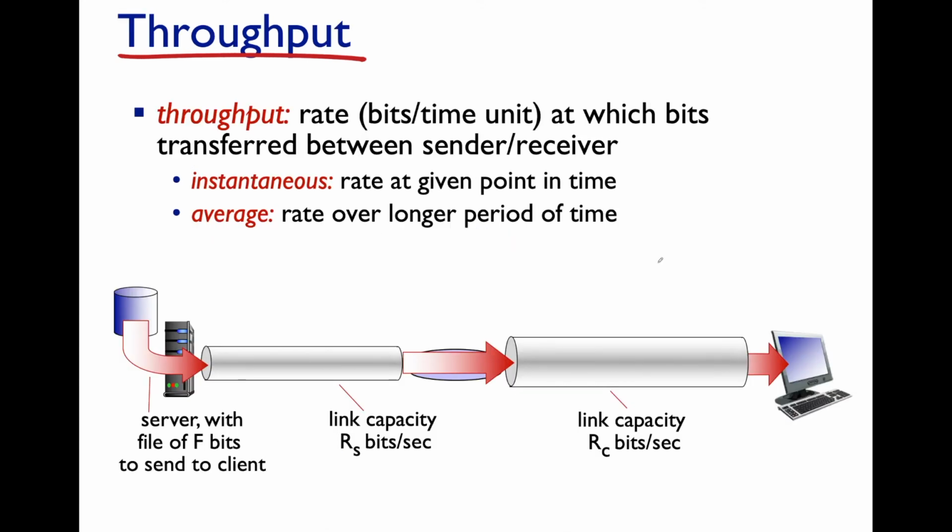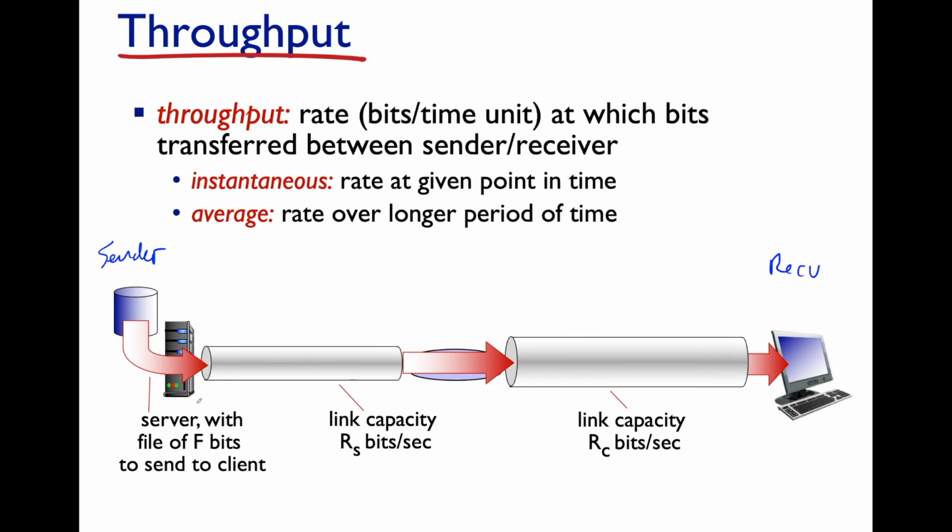So one of the things that people are concerned about in networks is the throughput. And the throughput is the rate in bits per time at which bits are transferred between the sender and the receiver. Now you notice here, it's the experience between the sender, this might be a video streaming server, and the receiver, the machine that's viewing the video, displaying or playing in the video viewer. Now, of course, the instantaneous rate is the rate perceived between the endpoints at a given point in time, and the average rate is over longer periods of time.